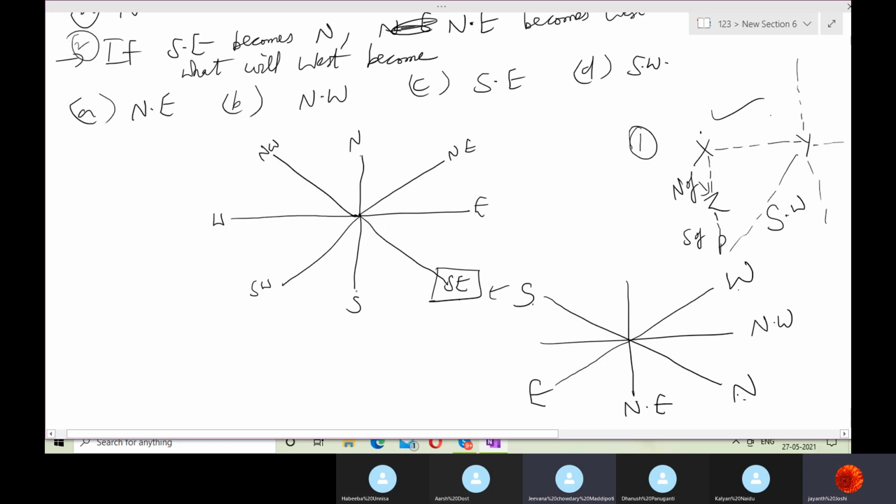Any doubts? See, then between south and east, what do you see? Southeast. Between south and west, what do you see? Southwest. Now answer the question.